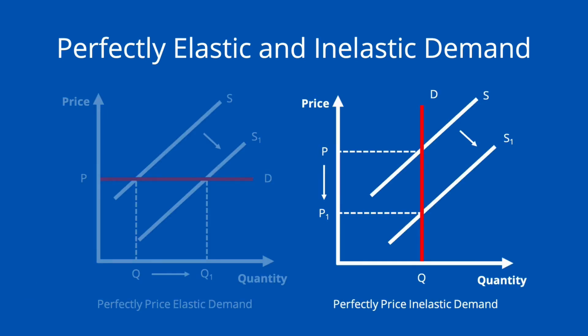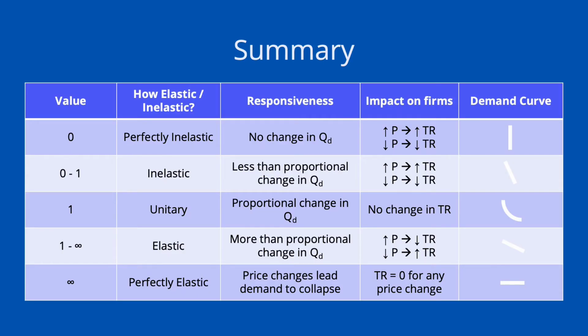The second diagram shows the demand curve of a good with perfectly price inelastic demand. The PED value here would be 0, as any price change, no matter how big or small, will not affect quantity demanded. One example of such a good would be a life-saving medicine. Regardless of the cost, people in need of that medicine will buy it. Here's a summary of the 5 types of PED we have covered so far.